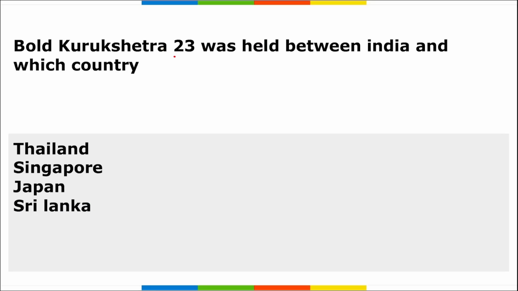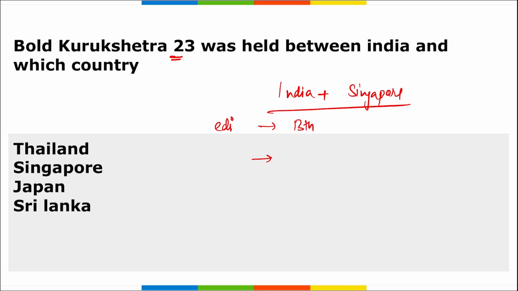First, Bold Kurukshetra 23. This was an exercise that was held between which two countries? Tell me. Bold Kurukshetra. So this exercise was held between India and Singapore. Alright, remember, it was between India and Singapore that we observed Bold Kurukshetra 2023. Now the question can be asked that which edition of this exercise was observed in 2023. It was the 13th edition of this exercise that was observed from 6th to 13th of March.